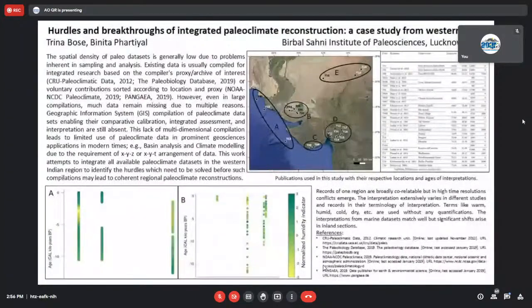This work basically focuses on how closely paleo data sets integrate with each other or match with each other, even when interpreting the same idea. In this case, we are studying rainfall or humidity information studied in different geochemical or biogeochemical proxies. We have done about 4 or 5 such groups of papers in Western India. Here only 2 of them are presented.